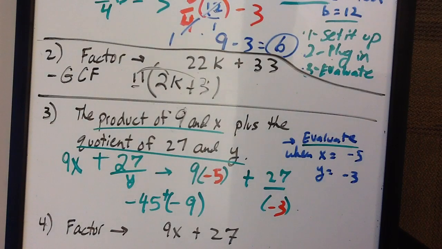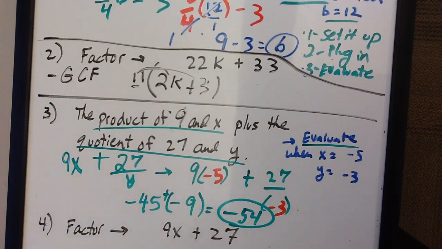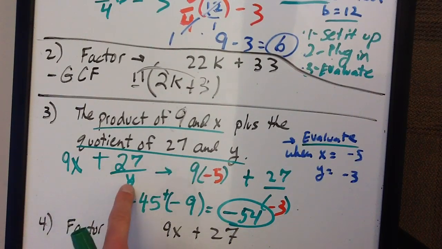According to the song, that little rap song we listen to almost every single day at the beginning of class, in that song it says, same signs add. Same signs add. These have the same sign. Negative plus negative equals a negative. Same signs add, and we keep the sign. Same signs add, keep the sign. 45 plus 9 is 54. Okay, so negative 45 plus negative 9 is negative 54. That is the value of this expression when x is negative 5 and y is negative 3.